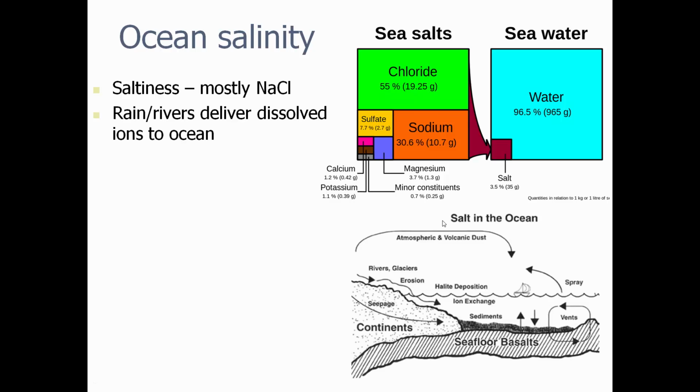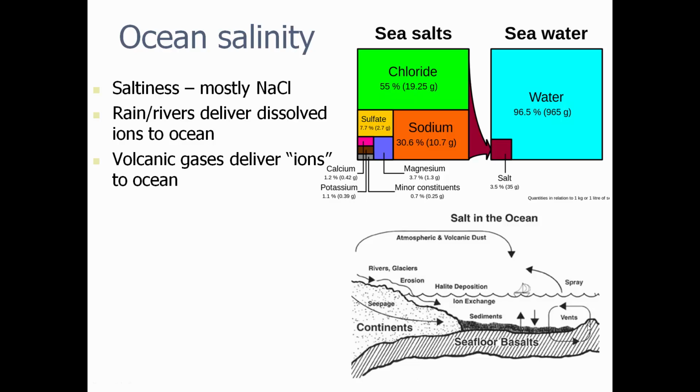How does it get into the ocean? Rain falls on land. It dissolves rock through a process of weathering and erosion. There are some sodium and chloride ions in that rock. It goes down into the water and ends up in the ocean. The water evaporates out, salt remains behind, and it gets more and more salty.